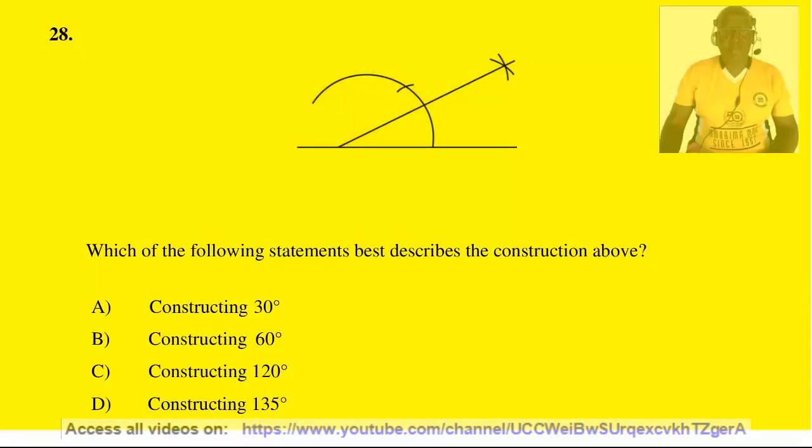Question 28. Which of the following statements best describes the construction above? A. Constructing 30 degrees. B. Constructing 60 degrees. C. Constructing 120 degrees. D. Constructing 135 degrees.